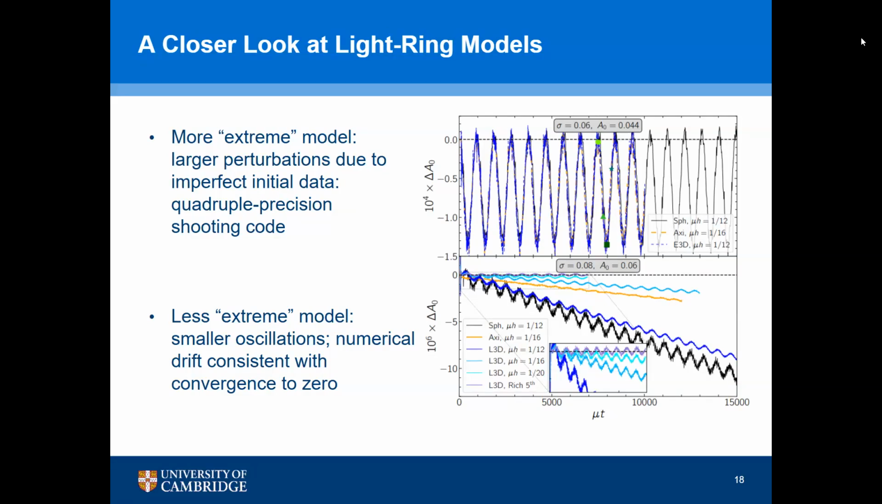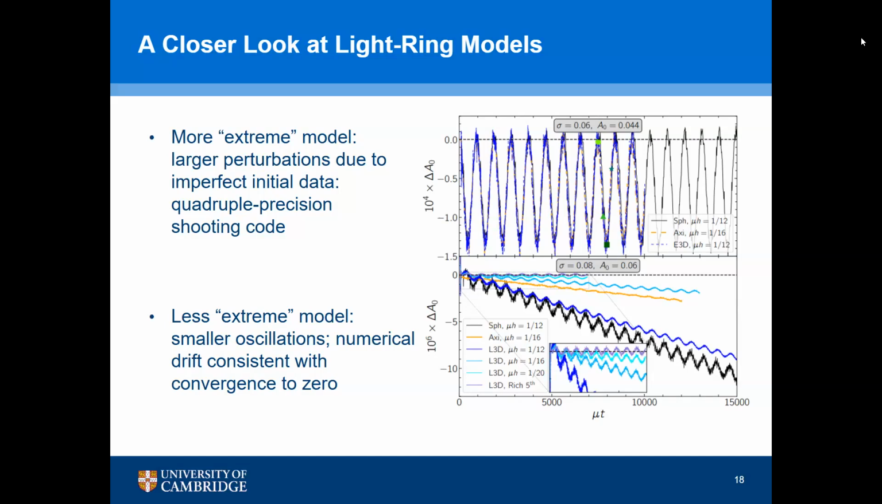So the important distinction is qualitatively between the sigma naught 0.06 model, this is essentially the difference in central amplitude from the initial value over time. You'll see we have very large perturbations, these relative to the drift that's due to numerical error. For the more extreme model, that's because we use the shooting code to construct these models, and in order to construct them at all, you have to have quadruple precision. So we wrote it in Fortran.